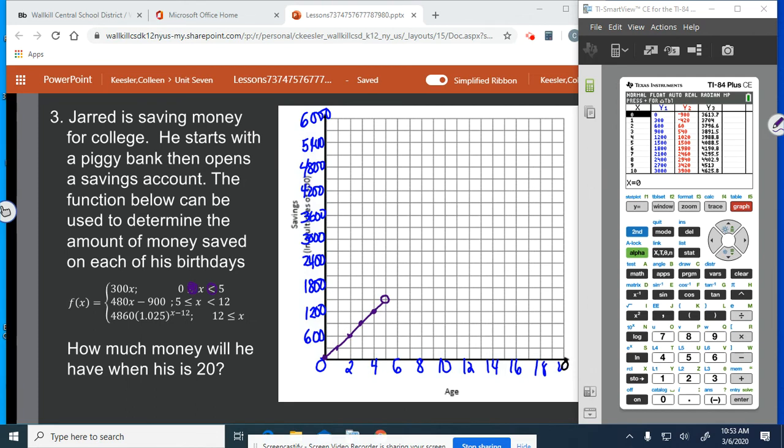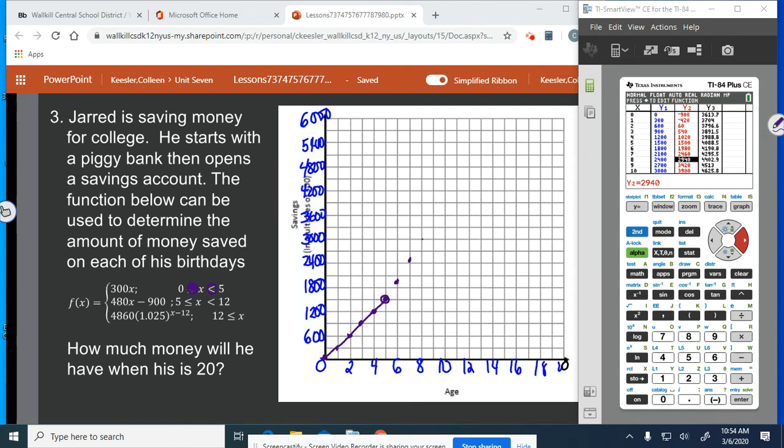Now we're going to jump over to the next graph. So 5 stays at that 1500. So I can basically close my circle. I'm going to put a dot in between. And then we go to 6, 1980. So we're going to have to round a little bit. So it would be about here. And then 7, 2,460. And 8, 2,940.